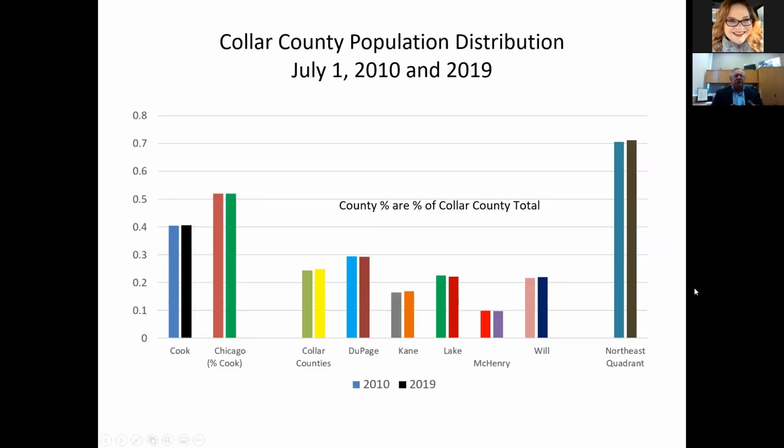I just want you to see the stability of Illinois' population by distribution over the last decade. Cook County accounts for about 42% of the state's population. The city of Chicago accounts for a little over 50% of Cook County's population. As you can see, the populations of the collar counties, DuPage, Kane, Lake, McHenry, and Will have basically remained the same over the last decade. And the northeast quadrant has been stable with respect to 71 or so percent of the population of the state.